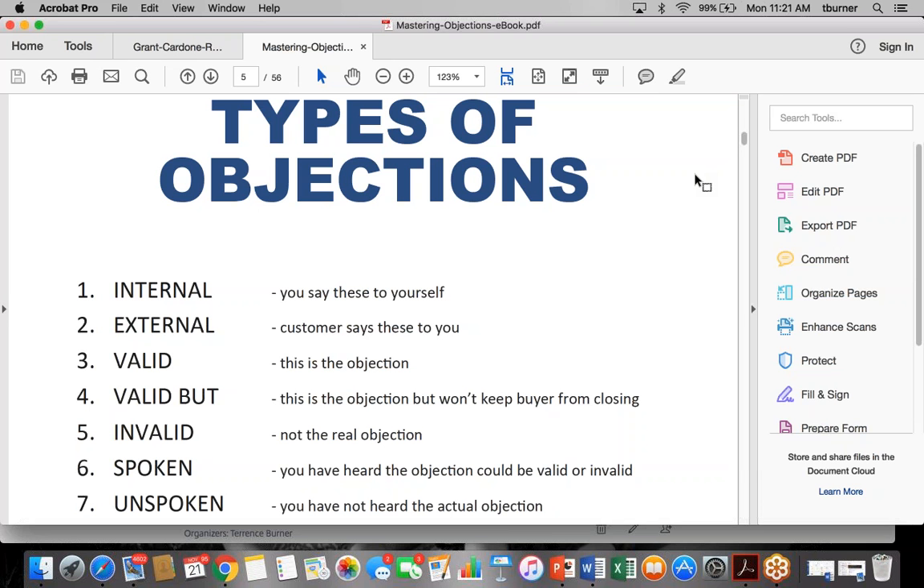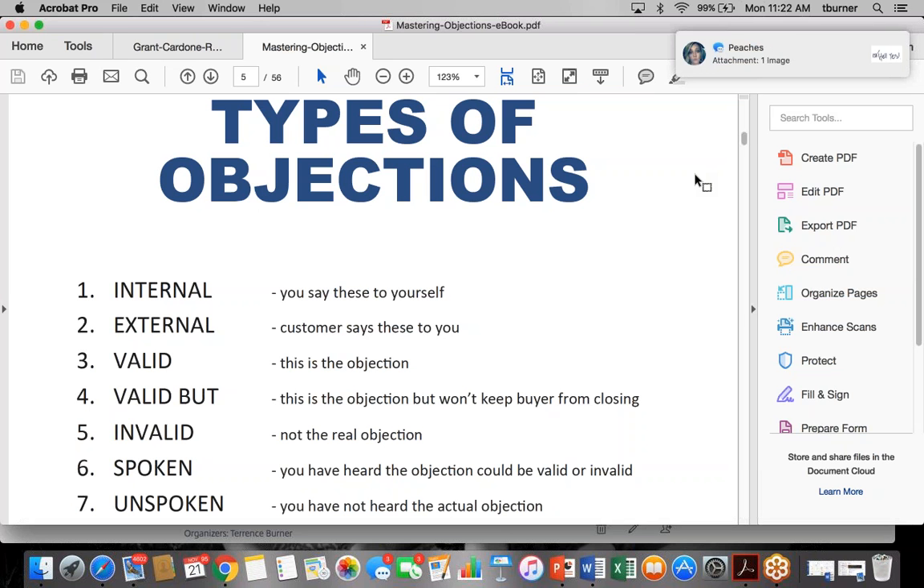Fifth, most common, invalid. It's never the real objection. These are the things that potential prospects will just throw out just to stall the close, cause you to think that these are the things that are keeping them from moving forward, when in all reality they're just throwing them out because they don't want to tell you what the real deal objection is.